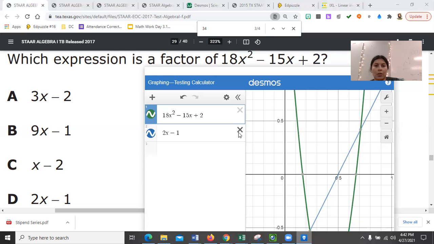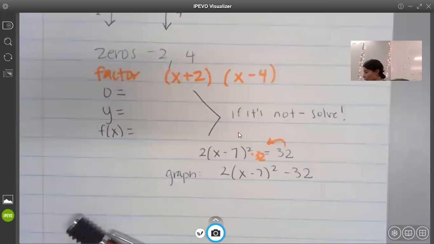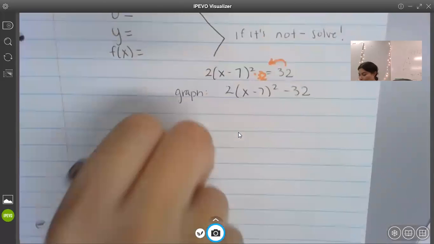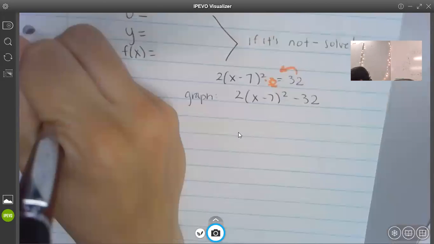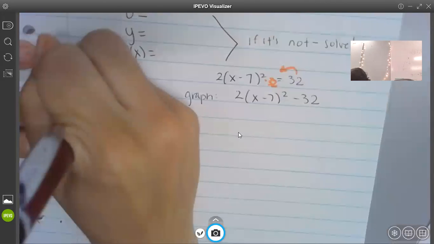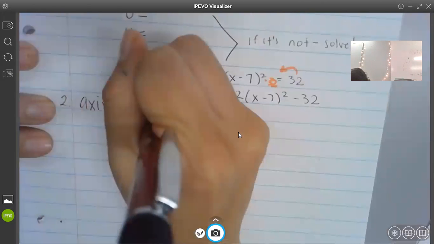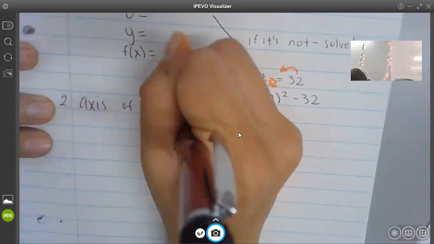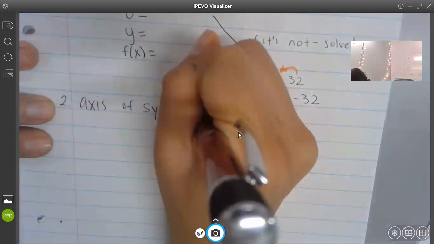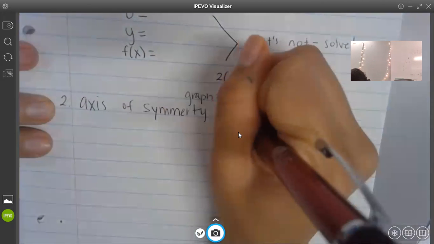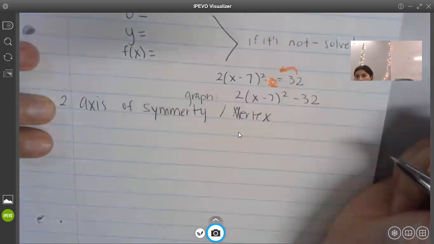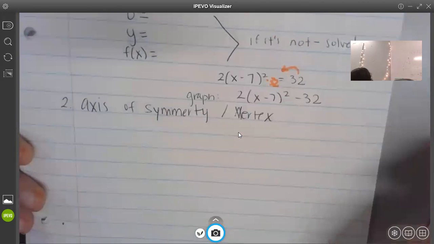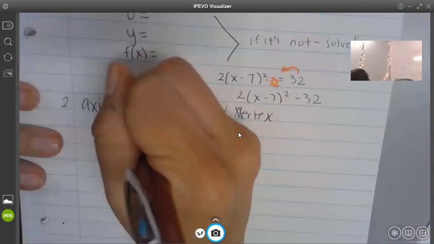Let me show you the other strategy. So for the other strategy, that's when they're asking for the axis of symmetry and the vertex. So for the axis of symmetry, the vertex is either the highest point or the lowest.